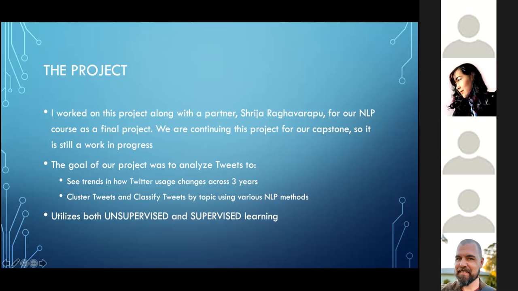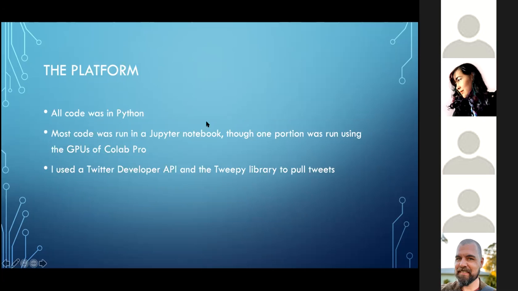So in this, we utilize both unsupervised and supervised learning. Unsupervised learning means unlabeled data. So that's just the tweets coming in, and we attempt to cluster them, which I'll go over a little later. And then supervised, meaning we label the tweets as to what the topic is next to the tweet and cluster the rest based on that. But I'll show you more of that as I go through.